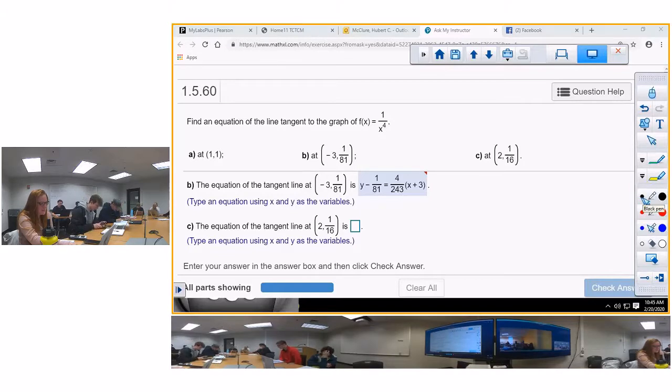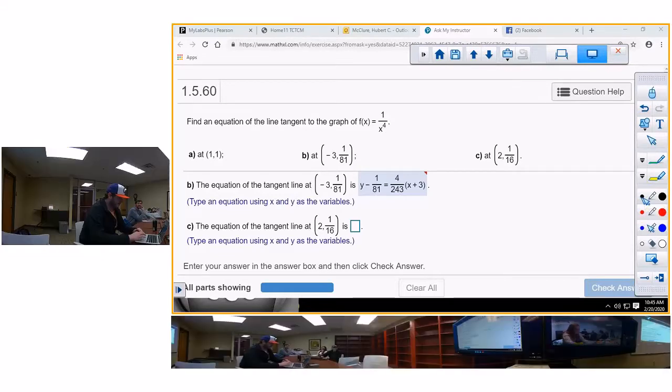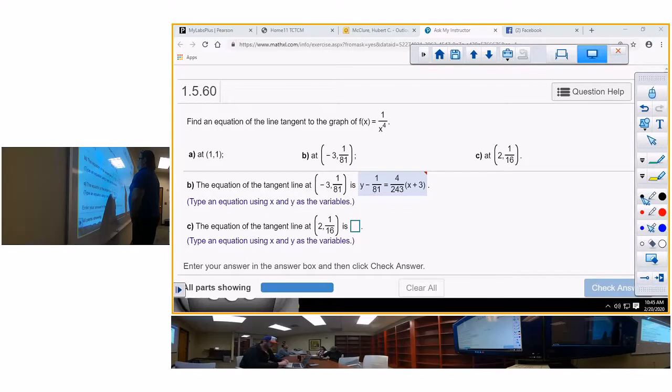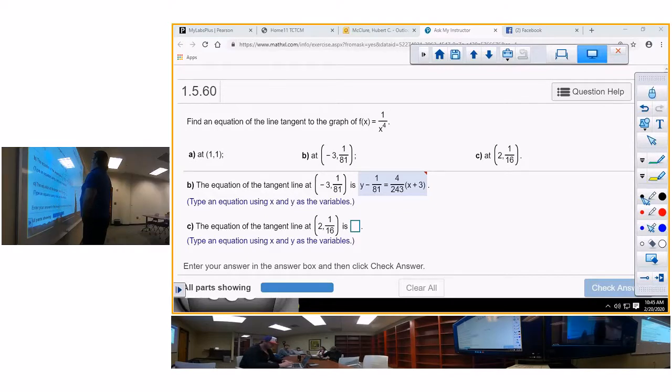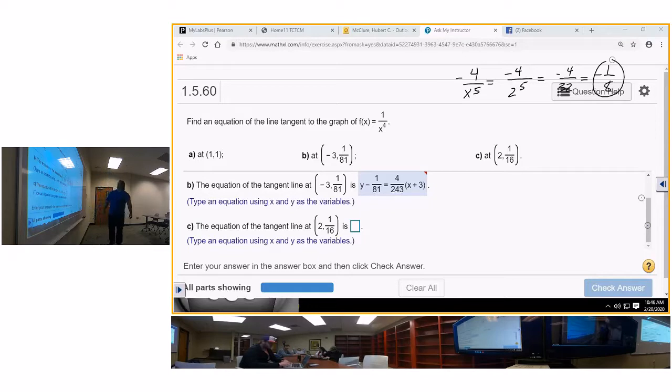All right, y'all ready? I'm coming home for supper. What is it? Y'all got to tell me: 4 over x to the negative 5th, or what is it? It's just negative 4 over x to the 5th. Is that it? So negative 4 over 2 to the 5th. What is it? 32? Yep. Negative 4 over 32. Oh, wait a minute now. That's negative 1/8.